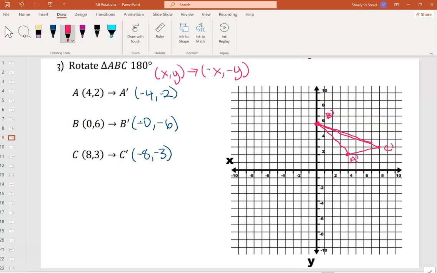Okay, and we're going to rotate this 180 degrees, so basically upside down, whoop, into this quadrant. So we're going to go negative 4, negative 2. Here's A prime. 0, negative 6. 1, 2, 3, 4, 5, 6. And then we've got negative 8, negative 3. So now go ahead and connect your dots. All right. So there's that one rotated 180 degrees.